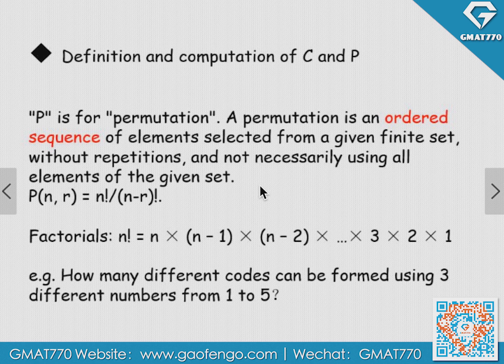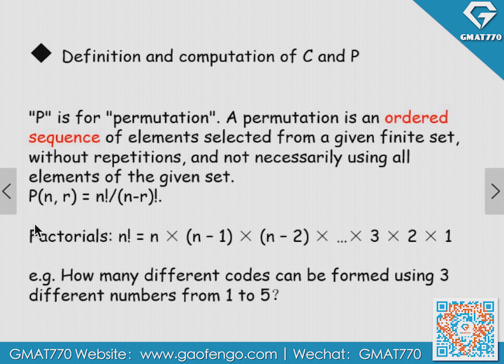First, permutation. We'll use the letter P to represent the permutation. So what is a permutation? Well, a permutation is an ordered sequence of elements selected from a given finite set without repetitions and not necessarily using all elements of the given set. So P(n, r) represents that you will have n elements in a given finite set, and r elements need to be selected from the n elements. And you also need to put the r elements in order.